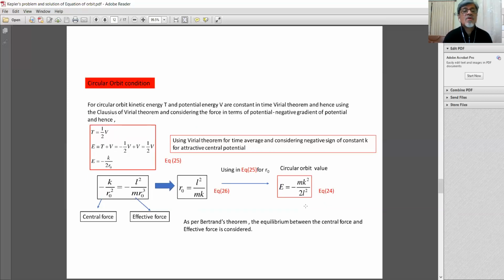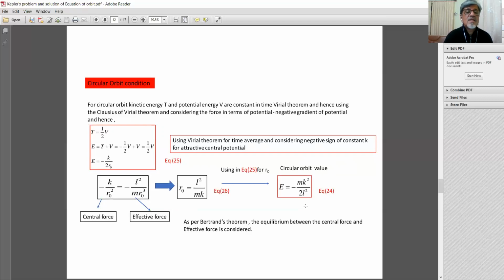Now we come to the circular orbit condition. For circular orbit, the kinetic energy T and potential energy V are constant in time, by the virial theorem. We have already represented the virial theorem. Using the Clausius virial theorem and considering the force in terms of potential, meaning the negative gradient of potential, we can write in terms of virial that T is equal to 1/2 potential energy V. And that is the virial of Clausius.